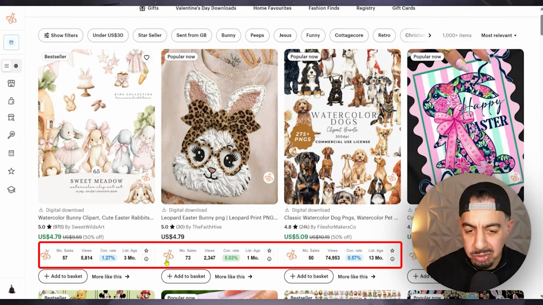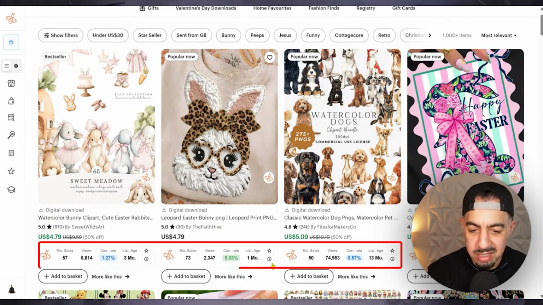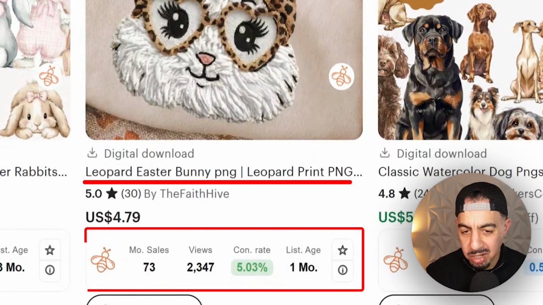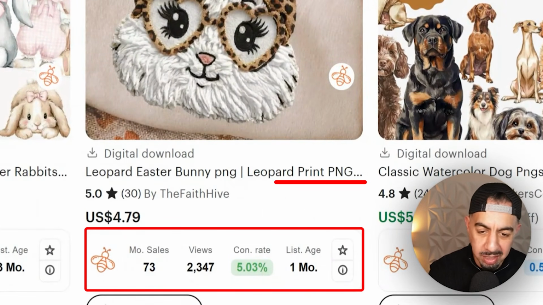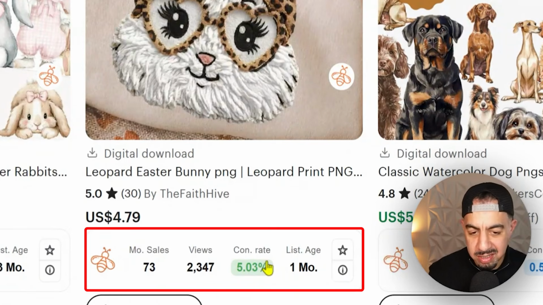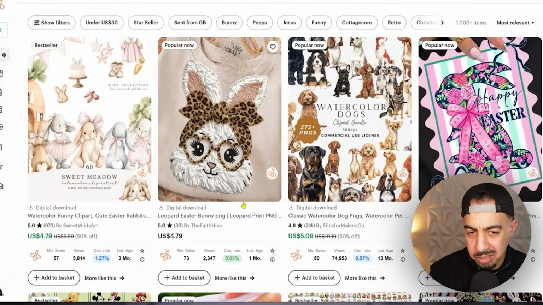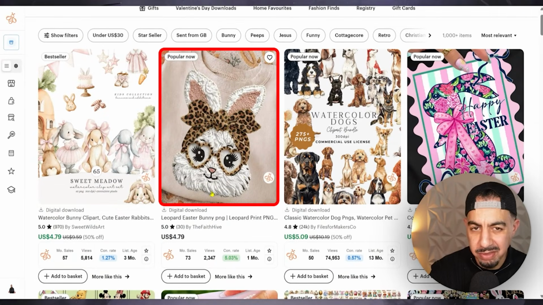So when I look at the bottoms of these listings, you can see that this definitely stands out. This bunny with glasses, leopard print, coquette bow tie, good conversion, very recent listing and already making sales. I've looked at this one and it looks quite interesting. So I'm going to see if that design style repeats itself, if I see more designs like it with the rabbit with the glasses.